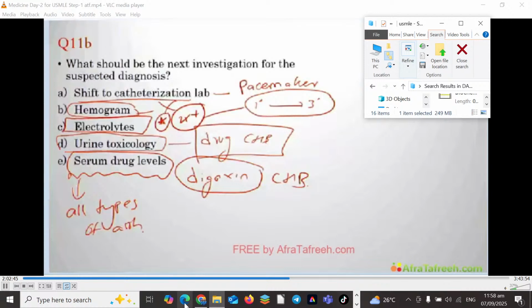So amiodarone results in bradycardia. It can rarely cause complete heart block, but it usually causes bradycardia. So yes, it can cause it, but it is not one of the most common causes of complete heart block.